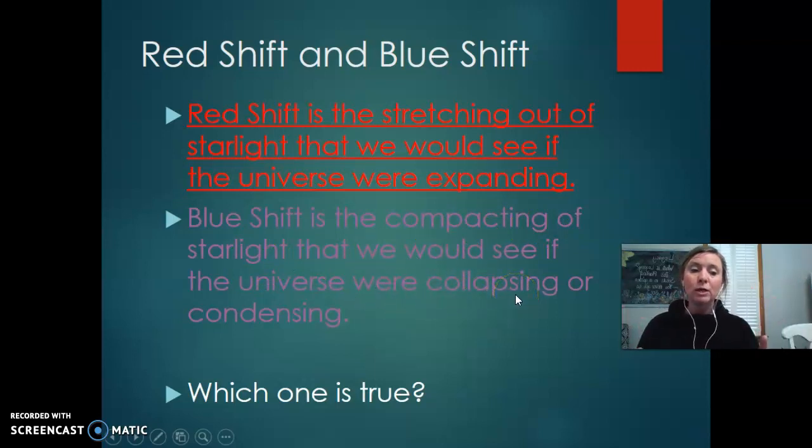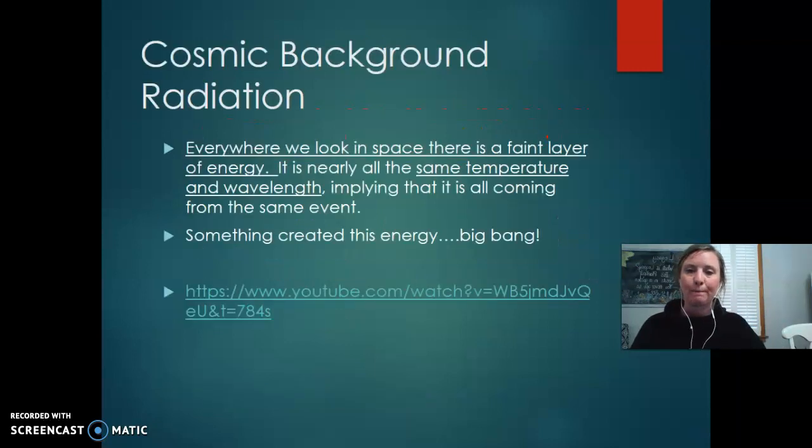Now, if something is moving towards the Earth, compacting the starlight that we would see, the universe is collapsing and condensing. When we talk about redshift and blue shift in relation to the universe, we are talking about galaxies. And 99.9% of the time, when astronomers look out into space and observe galaxies night after night, they are moving to the red side of the spectrum. And we call that redshift, meaning they are getting the long wavelength and low frequency. Other things are moving towards the blue, but galaxies are normally trending towards that red side.